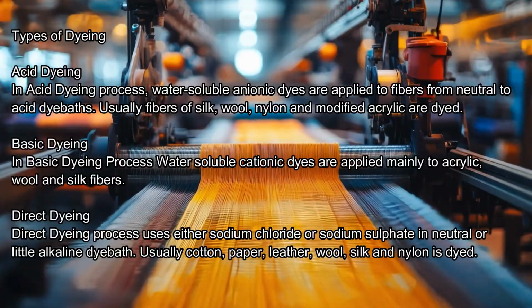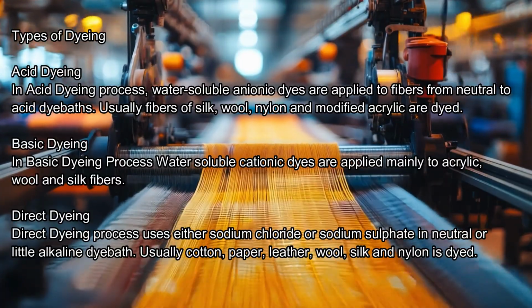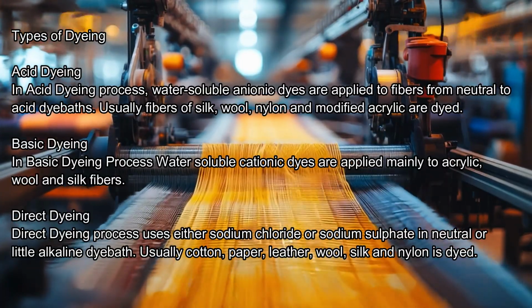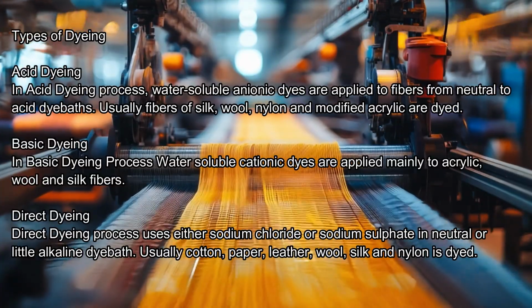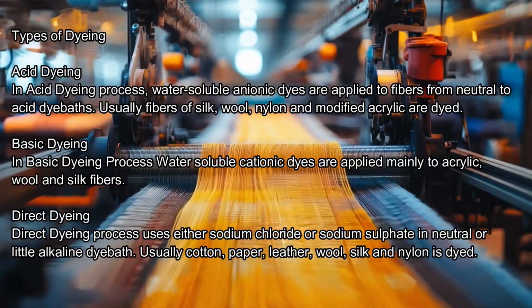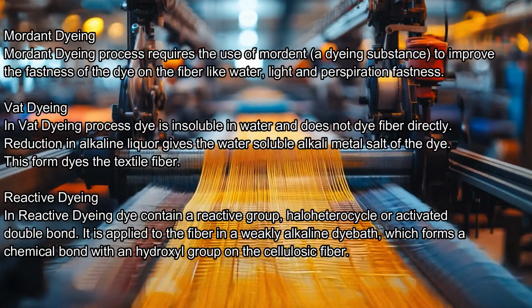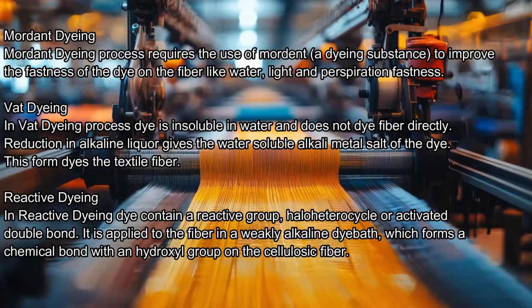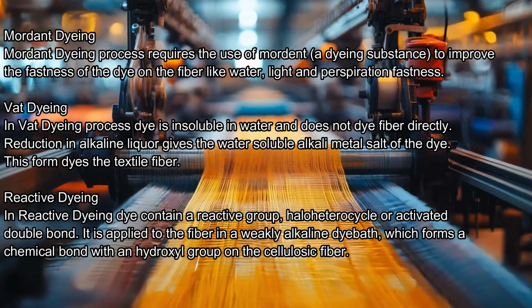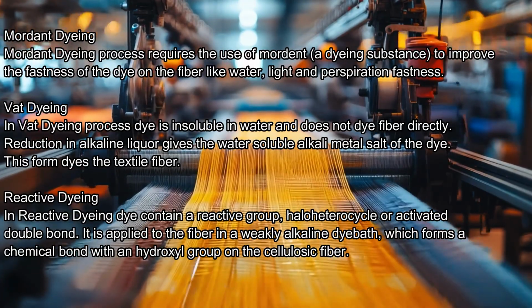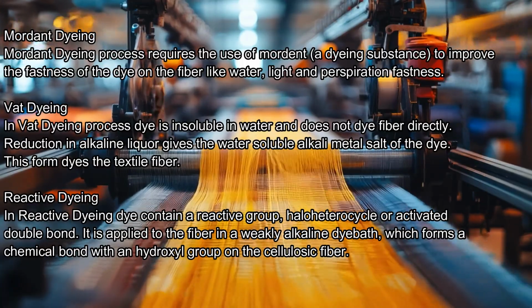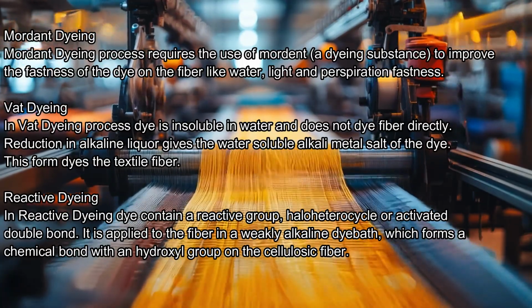Direct dyeing. The direct dyeing process uses either sodium chloride or sodium sulfate in a neutral or slightly alkaline dye bath. Usually cotton, paper, leather, wool, silk, and nylon are dyed. Mordant dyeing. The mordant dyeing process requires the use of a mordant, a dyeing substance, to improve the fastness of the dye on the fiber, like water, light, and perspiration fastness.